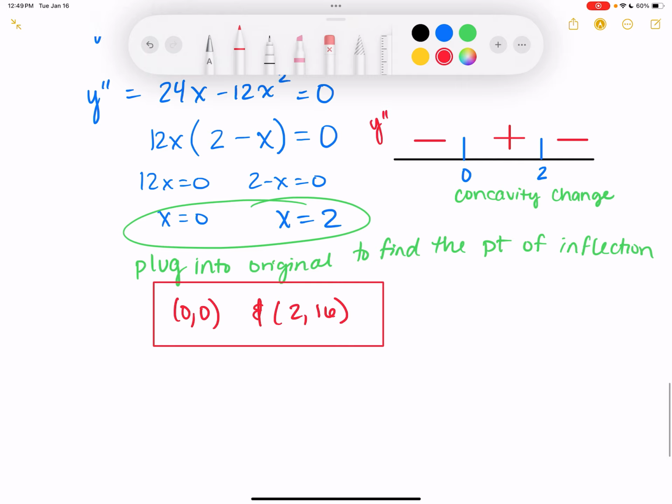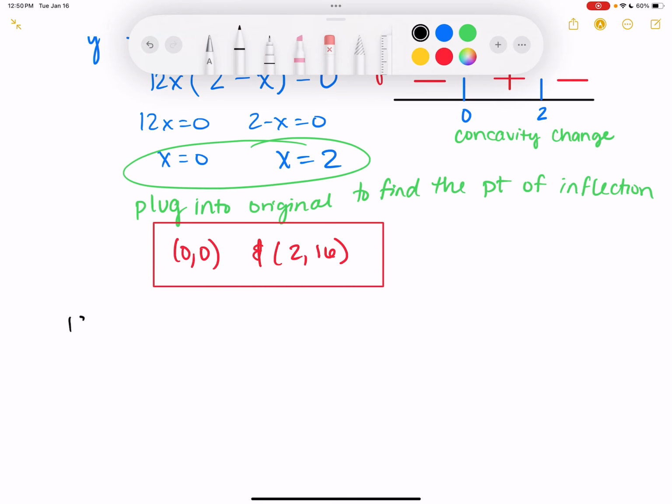Let's look at one more of those just to make sure that we're good on points of inflection. And it's good practice for concavity as well. y equals x to the 1/2 times x plus 3. Should we distribute that? So what would that be? x to the 3 over 2 plus 3x to the 1/2.